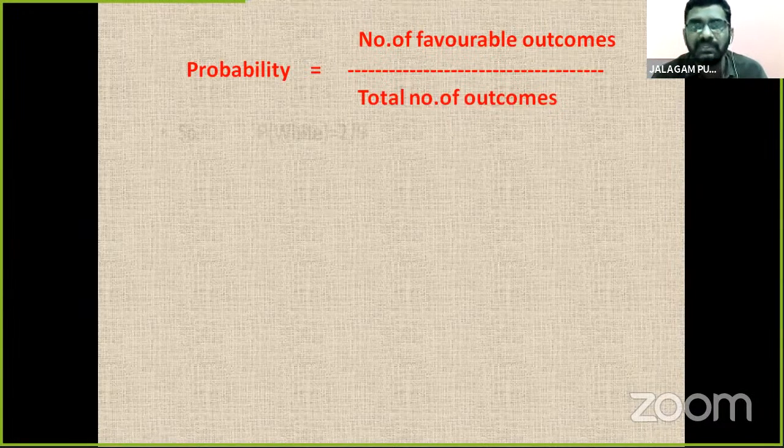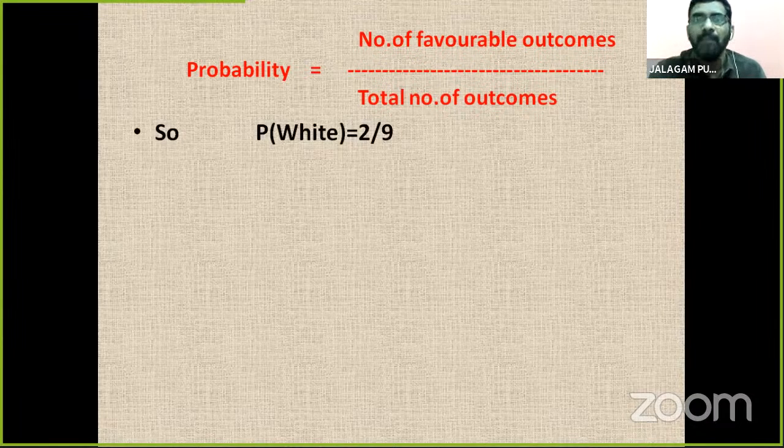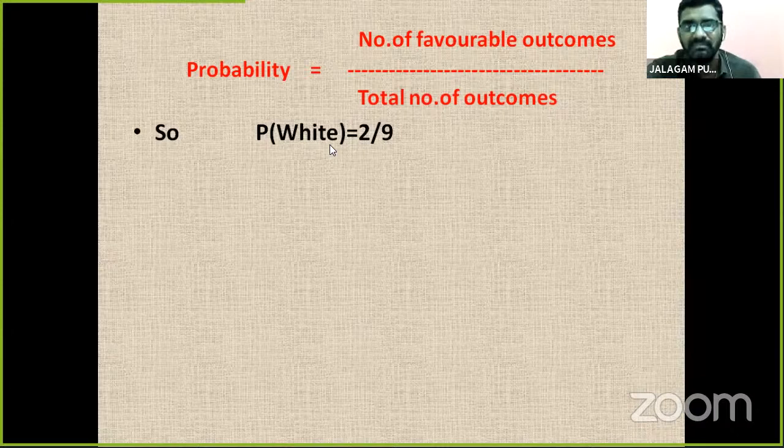Now we substitute the numbers in that formula. So P of white. Favorable outcomes how many? Yes, 2. Total number is already 3 plus 2 plus 4, so 2 by 9. That's why 2 by 9 is the probability of getting a white marble. What is the probability of getting white marble? 2 by 9. It's very easy.